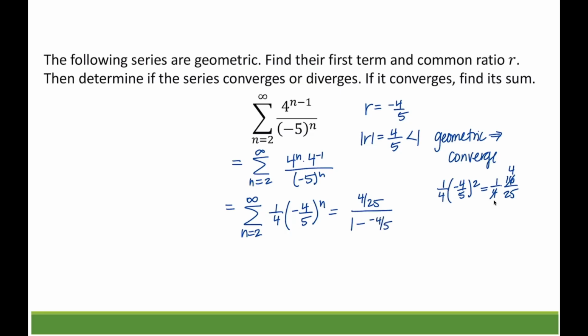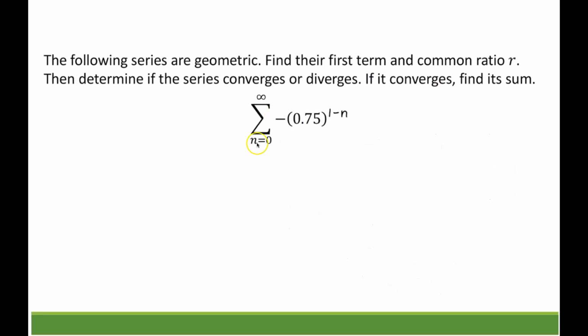So this is 4 over 25 over, if I add the opposite, 1 is 5 over 5, so that's going to be 9 over 5. So this is 4 over 25 times the reciprocal, 5/9. 5 goes into 25 5 times, so I have 4 over 45. Just a little bit more algebra and arithmetic, but the same concept.